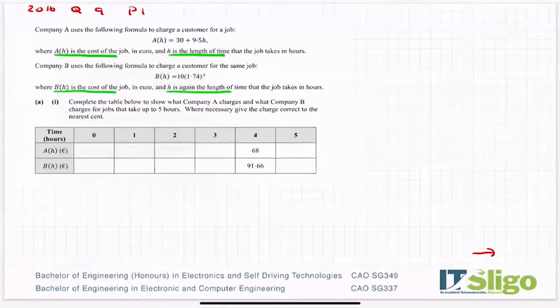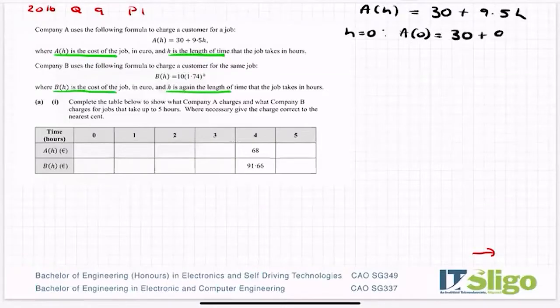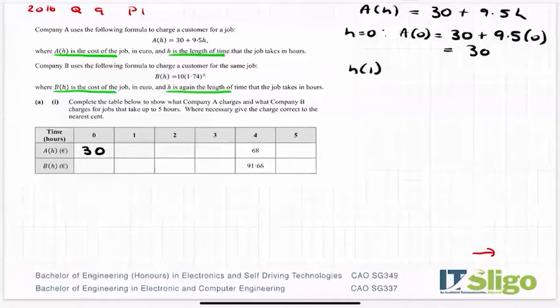Okay, so A of H. And we know it's equal to 30 plus 9.5 H, okay? So when H is 0, A of H, so I could call it A of 0, is equal to 30 plus 9.5 times 0, so it's equal to 30, okay? And I'm putting my 30 in there. So even though a job doesn't take any length of time, it costs 30. So that's what's normally called a call-out charge. And it's the charge before they do any work at all.